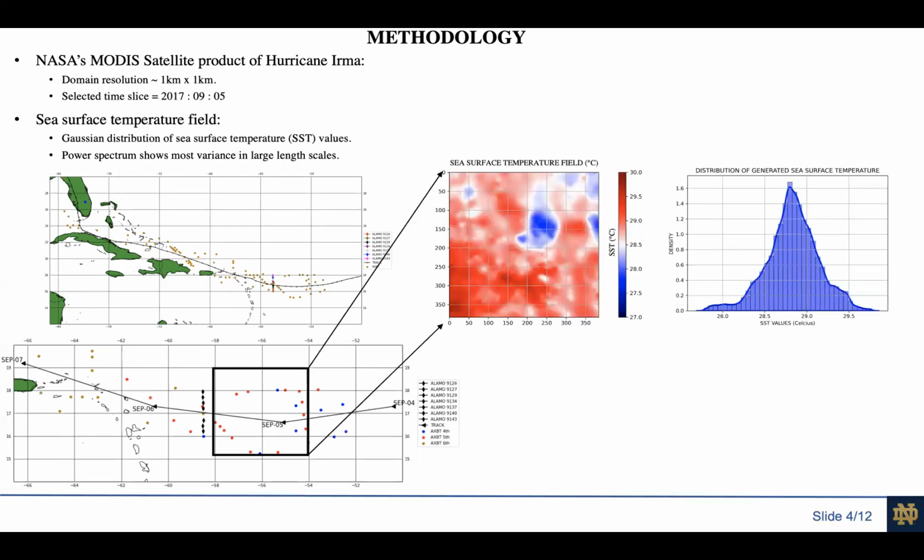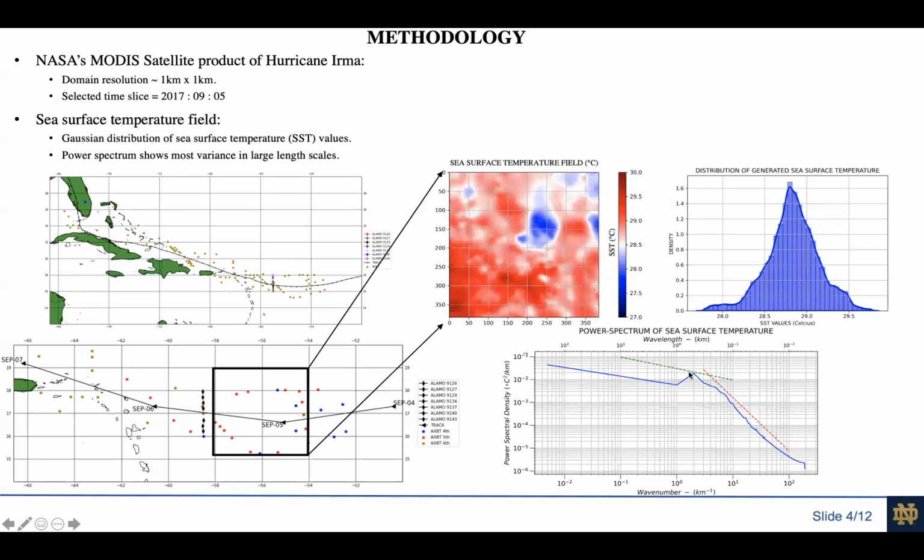The initial distribution of the SST field in this domain shows a Gaussian distribution with a maximum of about 30 degrees Celsius and a minimum of about 27.5 degrees Celsius. A plot of the power spectral density shows that most of the power is contained in the larger wavelength, or smaller wavenumber, domain. As we go to smaller wavelengths or larger wavenumbers, we see a drop in the power spectral density, indicative of the variances. This shows that most of the variance contribution is from larger SST features.